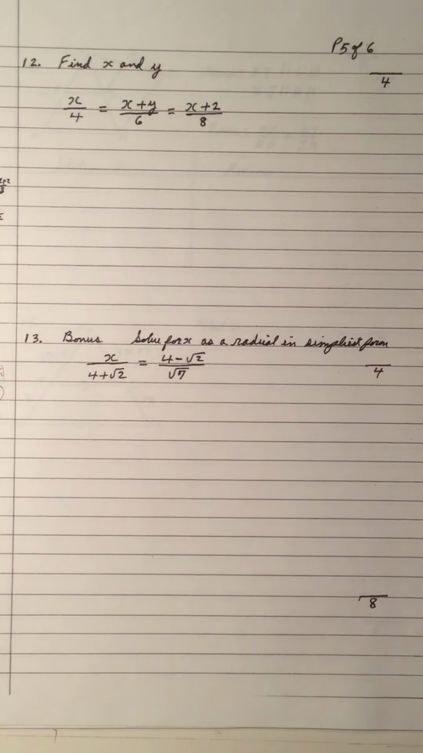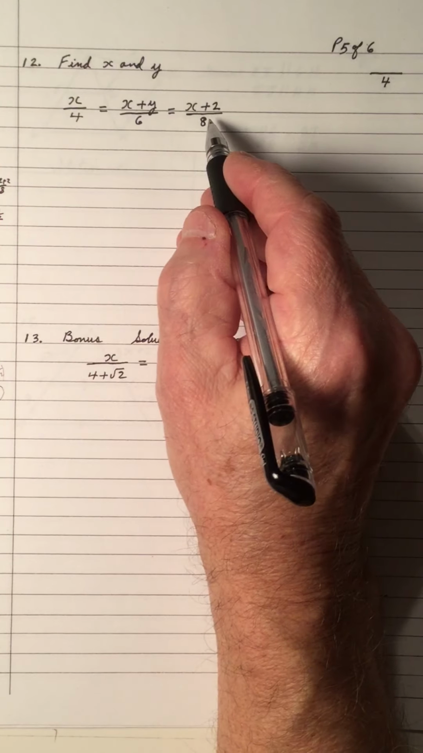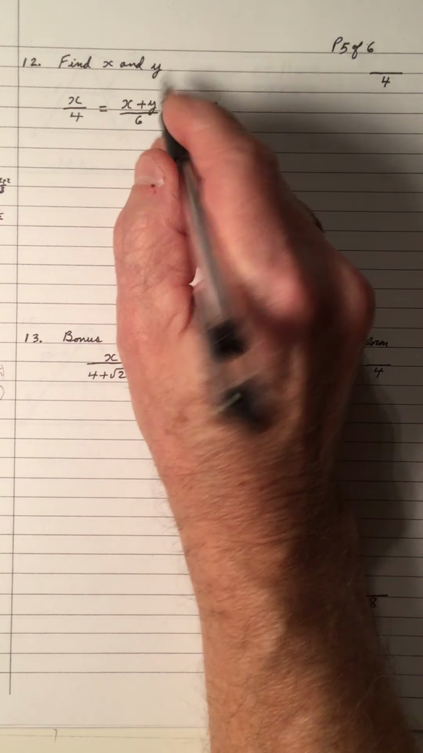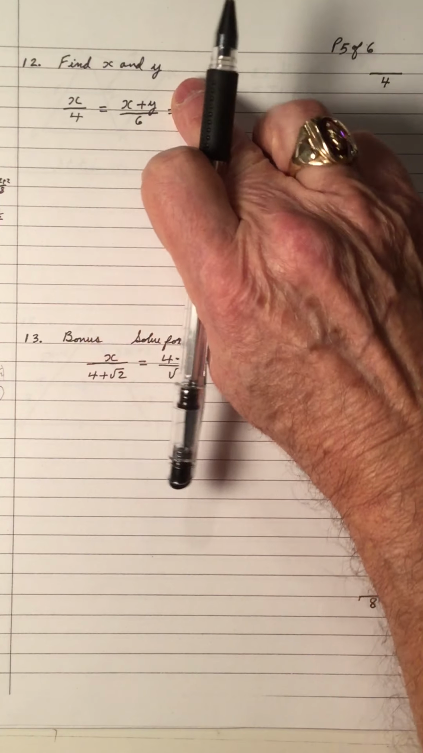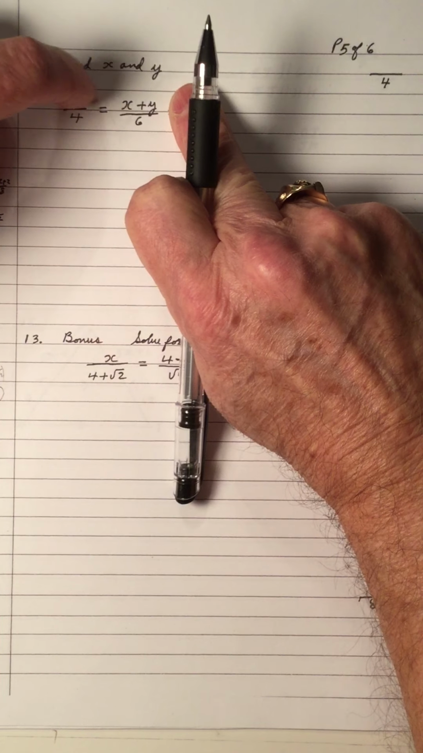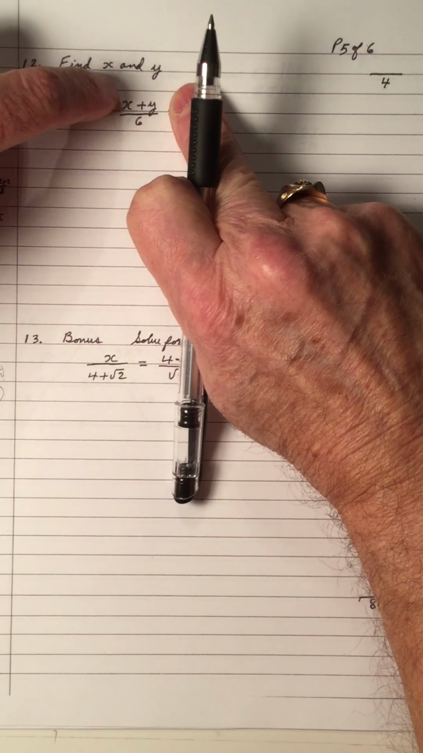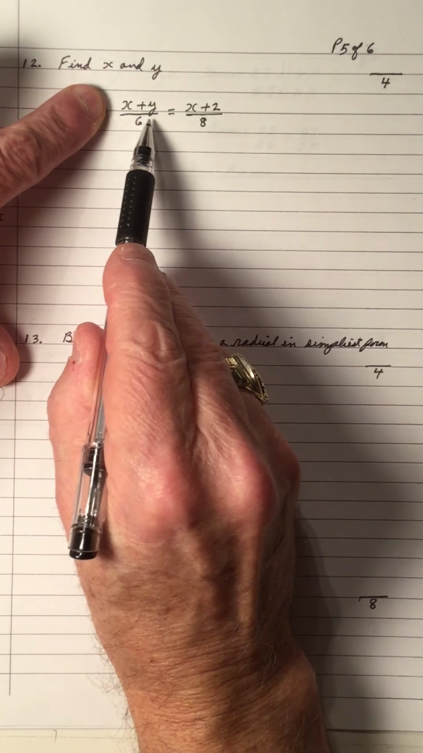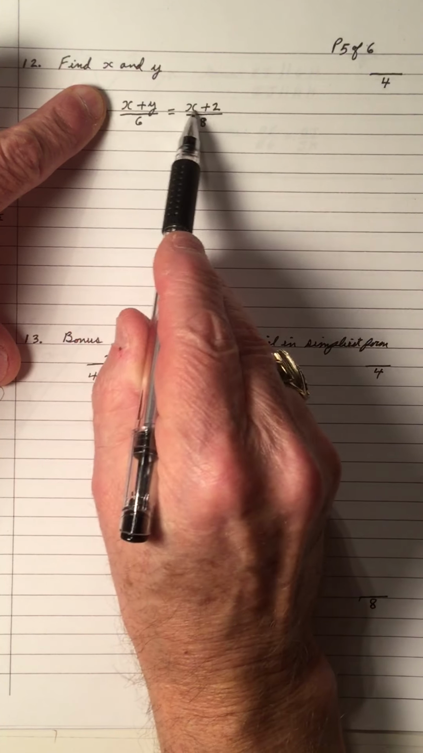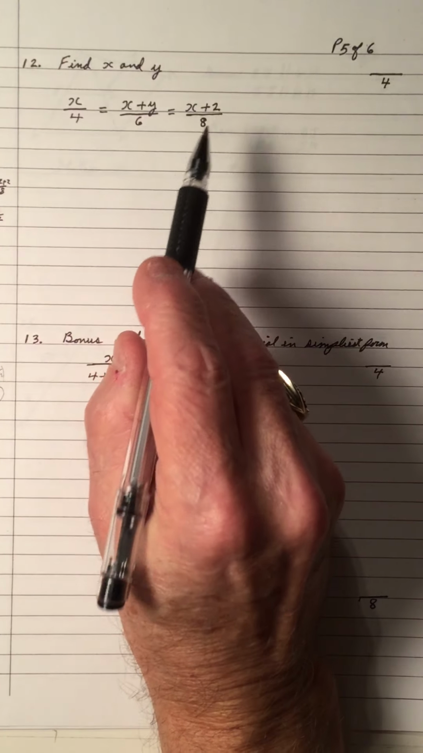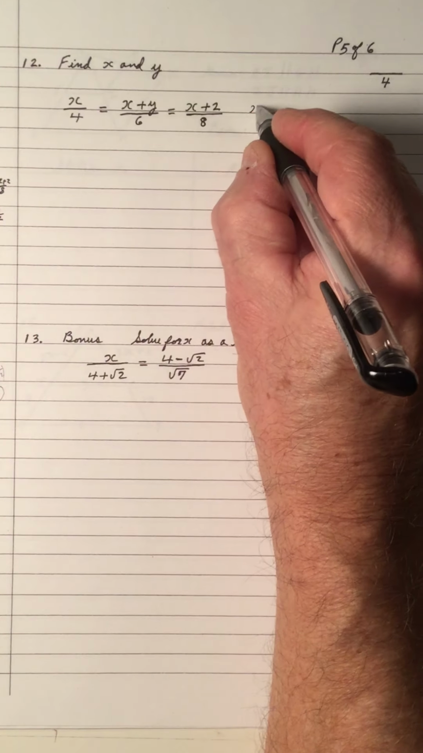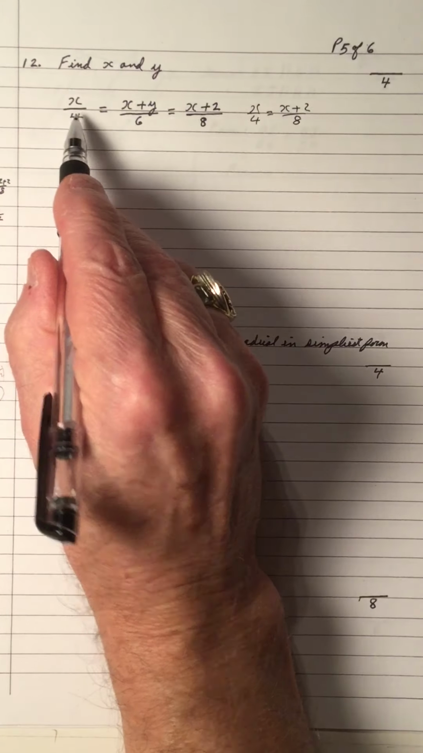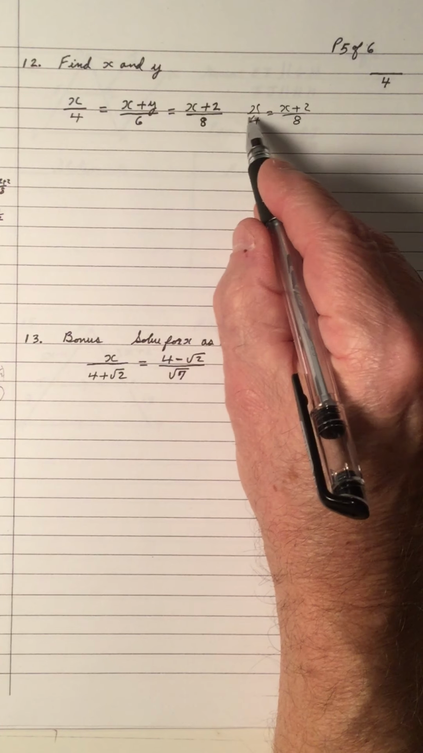So we have number 12, find x and y. I have 3 proportions equal, and if I cover this one up and look at these 2, I have an x and a y. I can't work this out because I have a double variable. And if I cover this one up, same thing, I have a double variable, x and y. But if I take these two, x over 4 and x plus 2 over 8, the first and the last, and write them down, I have only x.